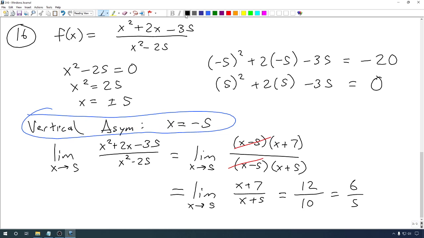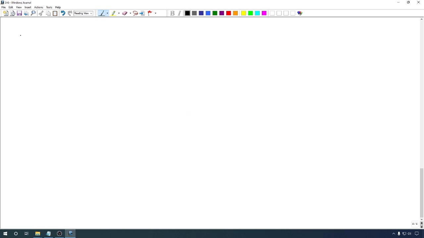That's our final answer for this problem, when they want us to find the vertical asymptotes of this function. Let's do another problem of this sort. We're going to look at problem 18. It's exactly the same instructions. We're still trying to find vertical asymptotes of a function.